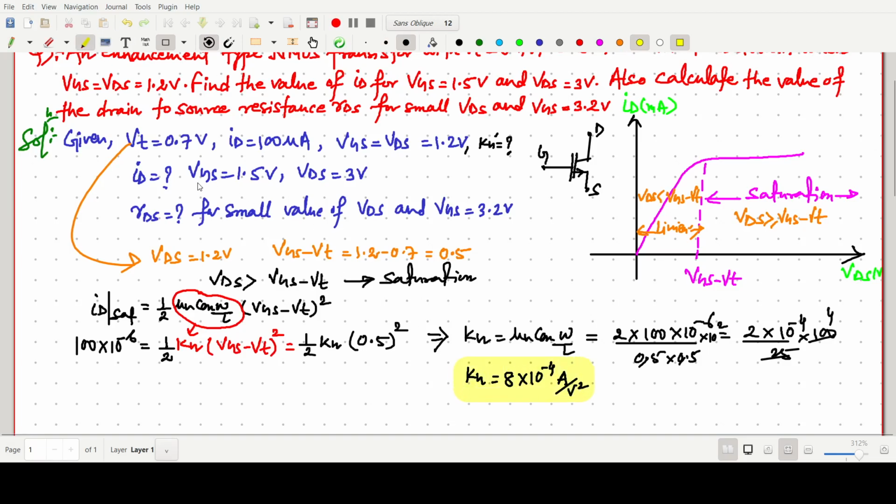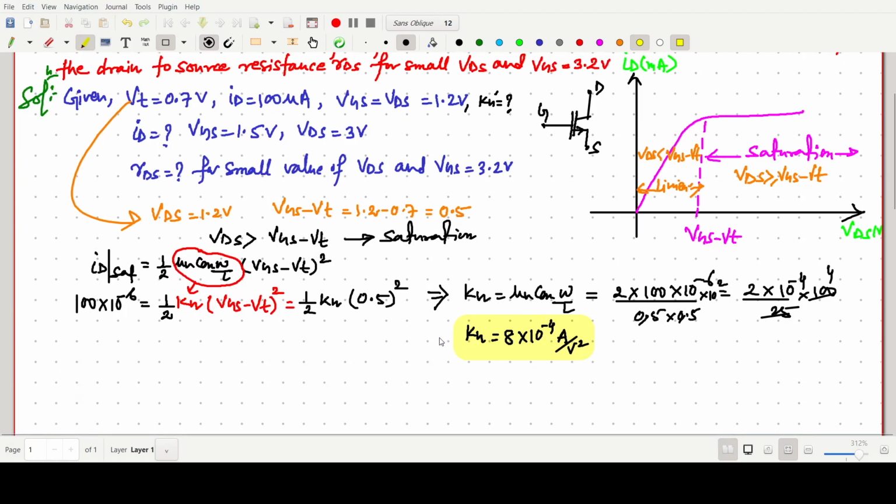This is the very first thing we have to find, because we have to find the value of ID. For ID we need kn, the process transconductance parameter, which we have already found. So now we have to find this ID. For this ID calculation, first we have to again examine whether it is in the saturation or linear region.